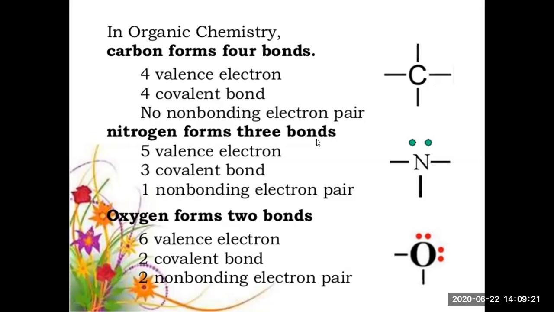Nitrogen forms 3 bonds as we have seen in the previous slide. Oxygen forms 2 bonds, so definitely only two sides are open. In the outermost shell there are 6 electrons, and in the innermost shell there are 2 electrons in the 2s and 2p subshells. So that's why there are 6 valence electrons, 2 covalent bonds, and 2 non-bonding electron pairs. So these are the atomic configurations of the basic elements of amines.